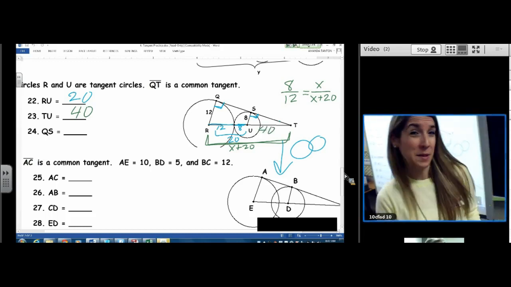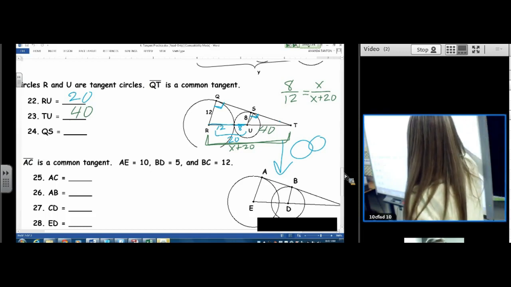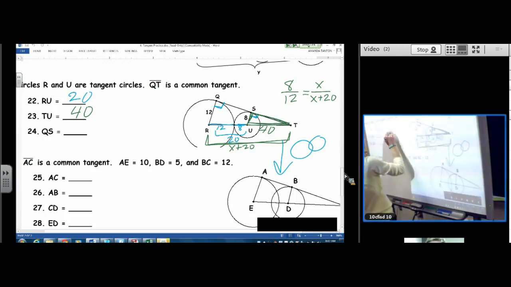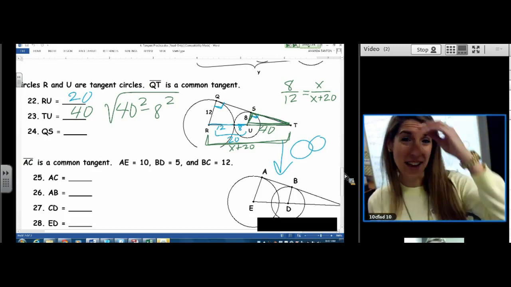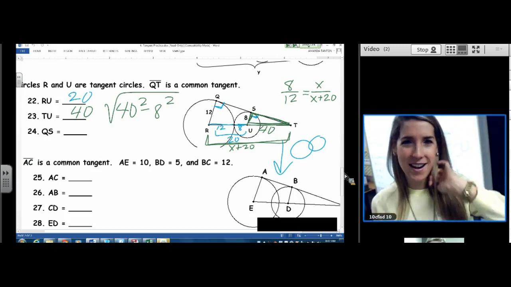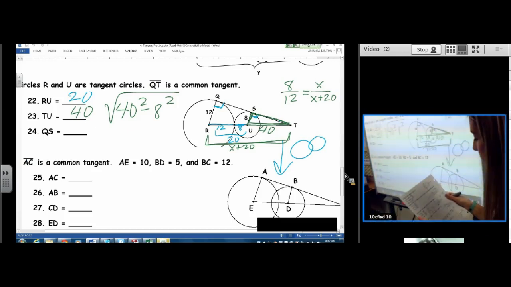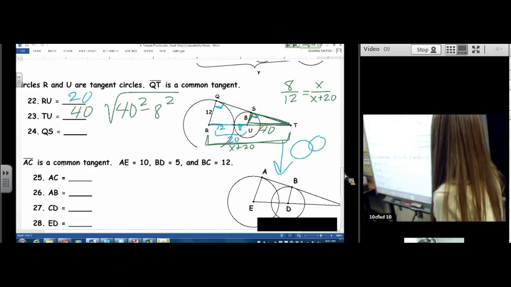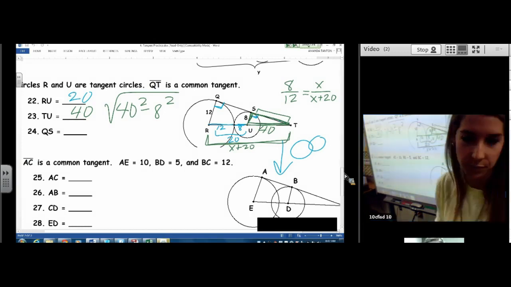The last part of this problem is a little ugly. So notice that we have this right triangle here. And we can do Pythagorean theorem. We can always use Pythagorean theorem with a right triangle. So we're going to do 40 squared minus 8 squared. Normally we give you pretty numbers. This one's not so pretty. So when you do Pythagorean theorem on that, what do you get for ST? It's going to be something root 6.